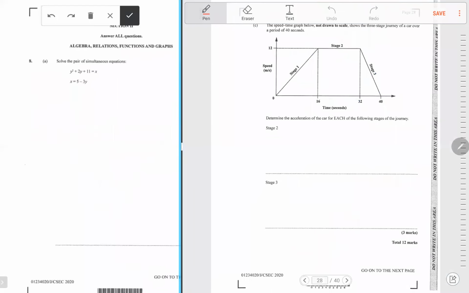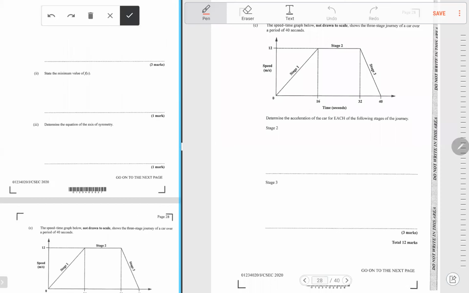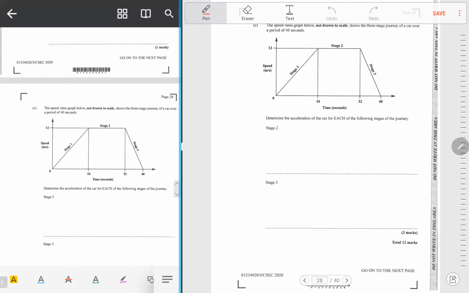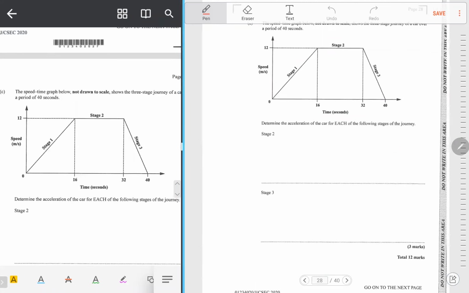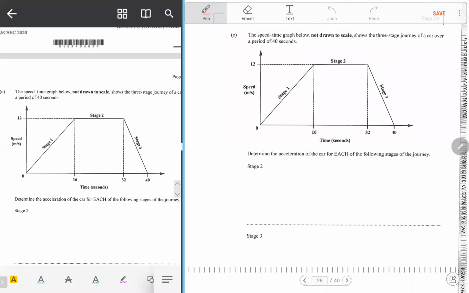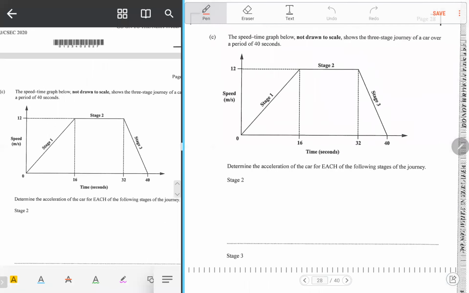All right, so now moving up to this part. We'll discuss them now. That's our speed time graph question. So the question says, hold on a second, guys. Just give me a second.